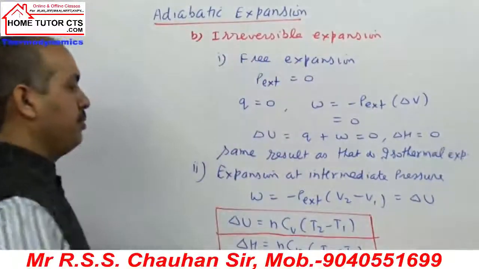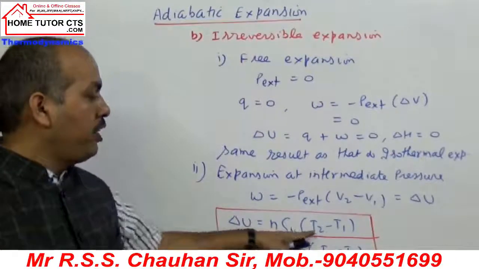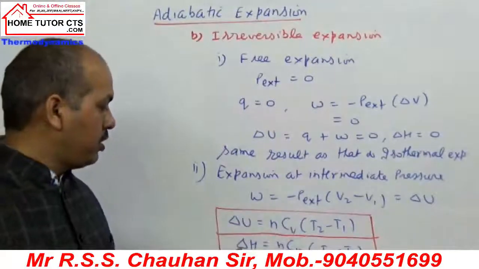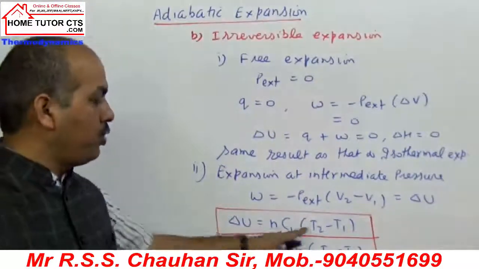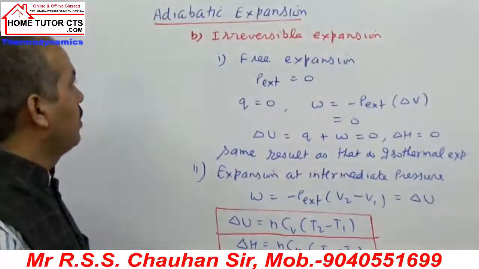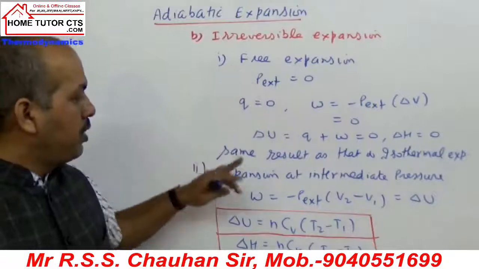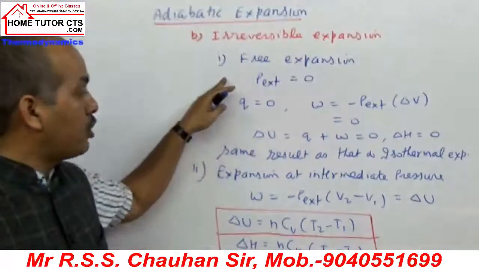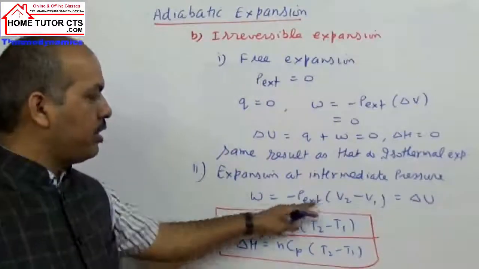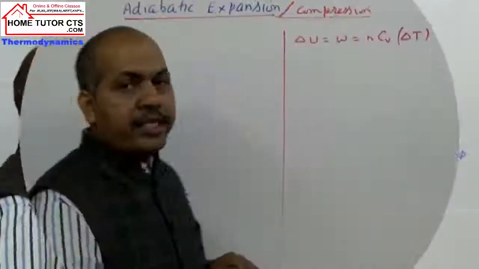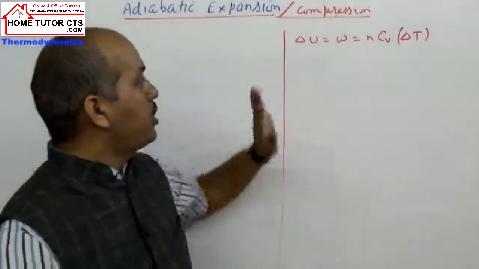That is work done taken here. Work is the same as delta U, and delta U can be taken n CV (T2 minus T1) if the volume is constant, or delta H we can write here at constant pressure, relation of delta H and delta U. Okay, so that is about your adiabatic expansion. Free expansion is the same as that of isothermal expansion, but in expansion when the pressure is intermediate, this relation can be used. Okay, let us take some more light on this topic, adiabatic expansion or compression.